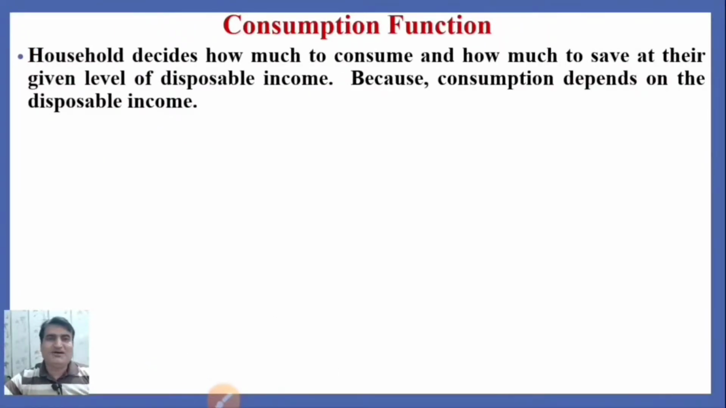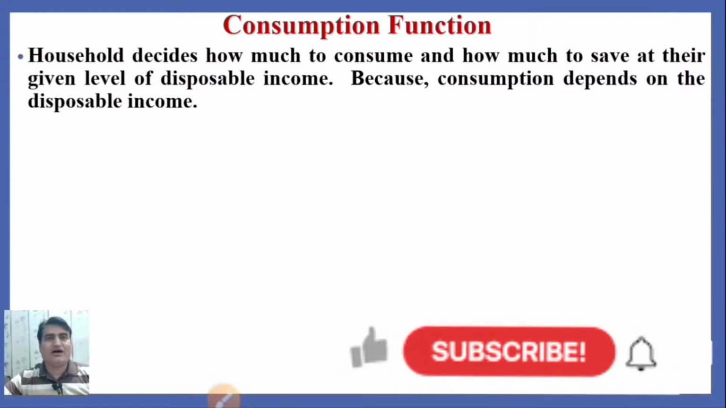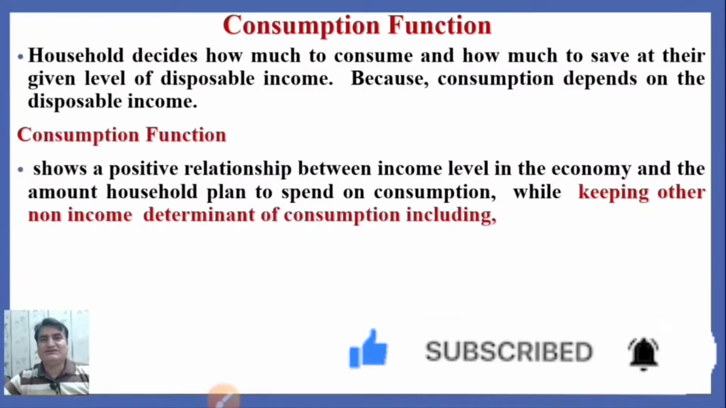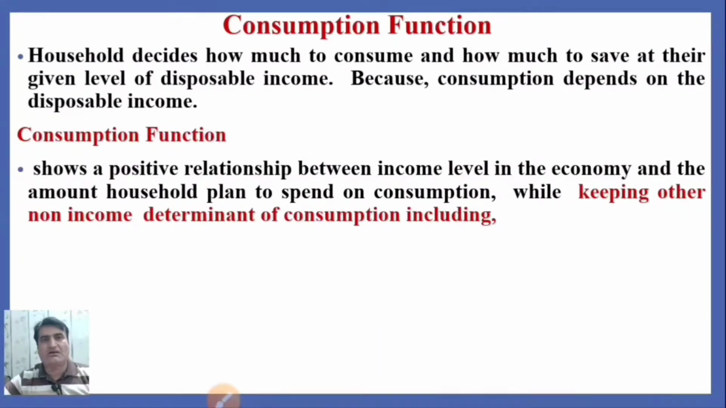What is the consumption function? Households decide how much to consume and how much to save at their given level of disposable income, because consumption depends on the disposable income. Consumption function basically shows a positive relationship between income level in the economy and the amount households plan to spend on consumption, while keeping other non-income determinants of consumption constant.